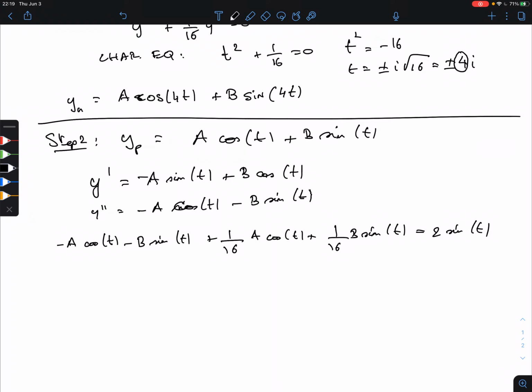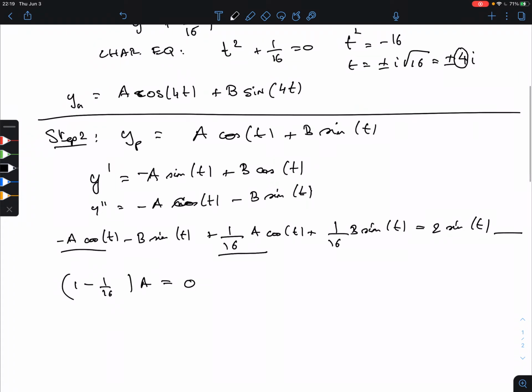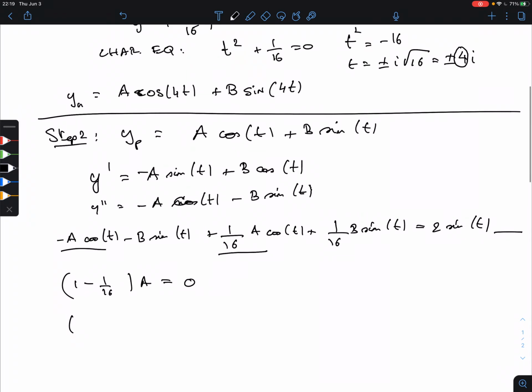The cosine has a minus a and a 1/16, so it is 1 minus 1/16 a, and the cosine over here is 0. There's no cosine. It could be there, but it is not there. And for sine, it's the same thing. It's sine t. Oh, I did this wrong. This is a minus 1 and a plus 16. It doesn't make a difference because it's equal to 0, but I should do it correctly. That was a cosine. So for the sine.